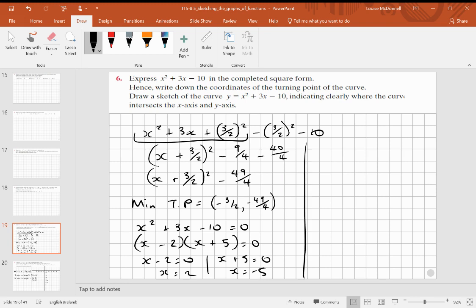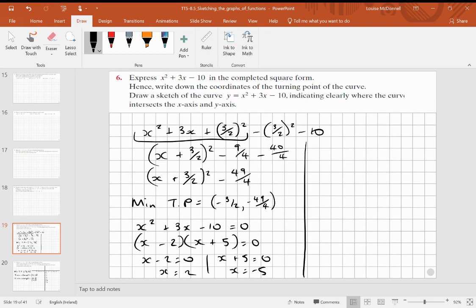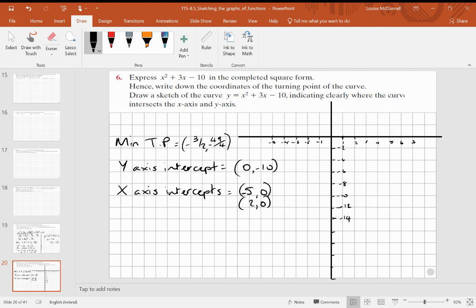And then for your y coordinate, what you do is you want to let x equal 0. So y is equal to 0 squared plus 3 times 0 minus 10. So y is equal to minus 10. So that set of coordinates then would be 0, minus 10. This would be 2, 0, and minus 5, 0. So let's go ahead now and plot that on the next page.